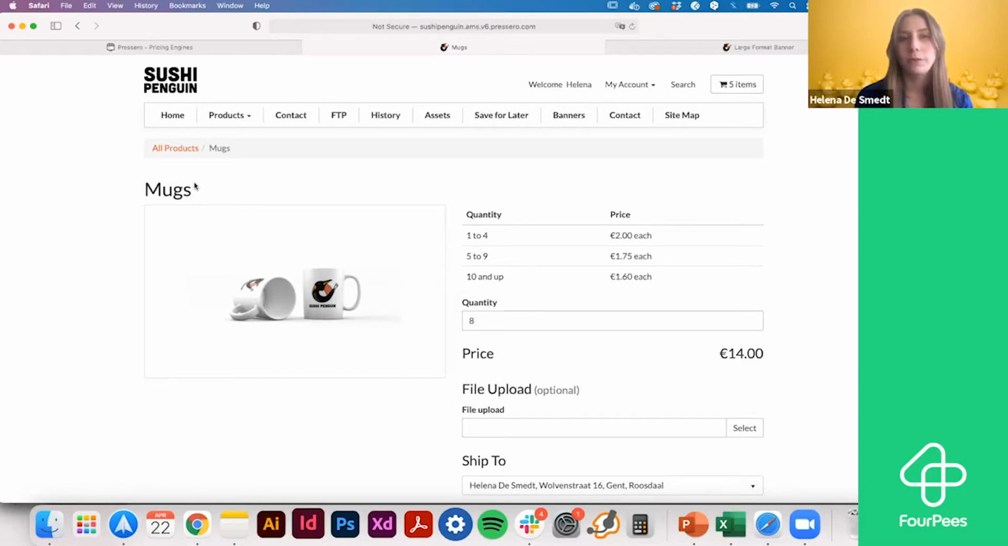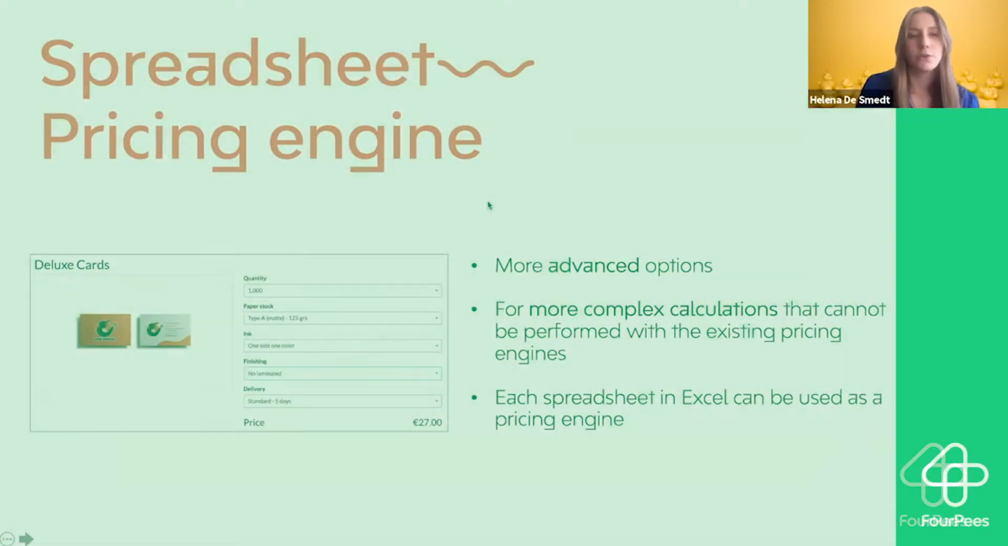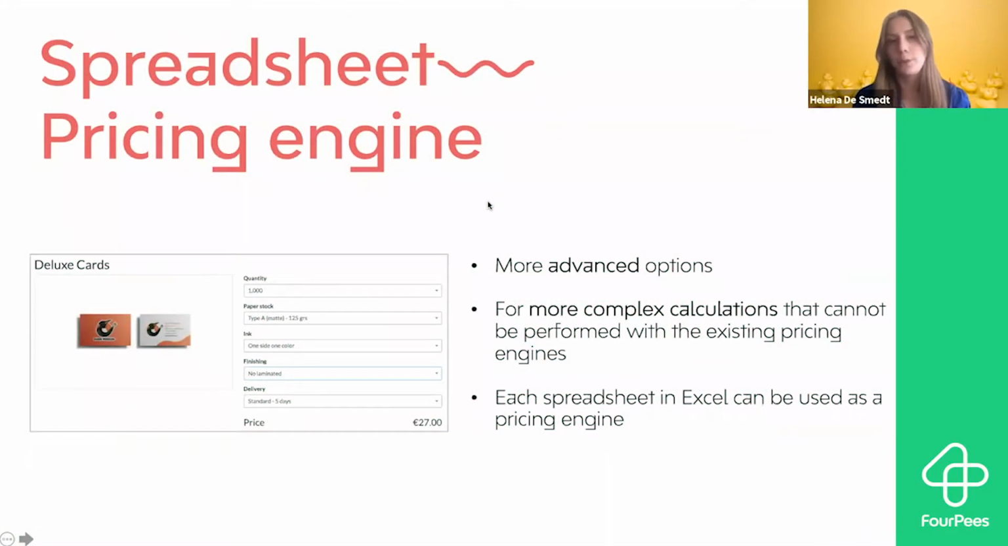So if you need more options, like for example for the banner, where there are multiple finishing options, or you need to give the customer the possibility to add grommets and so on, then you will probably need another pricing engine. And in Pressero, there are 2 that can be used, and they both work with Excel. So as I just said, this one will be used for more advanced options, and also if the calculations are a bit more complex than the other pricing engines that I showed earlier.